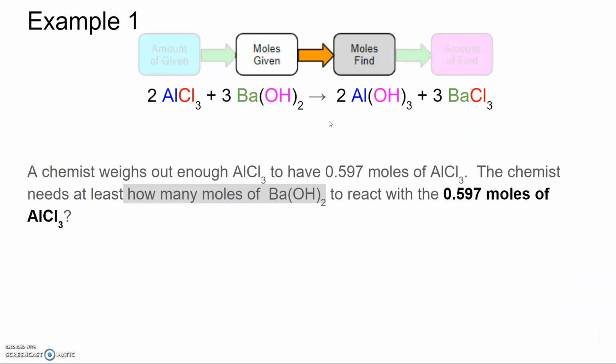Okay, let's dive right into an example. So in this example, it says a chemist weighs out enough aluminum chloride to have 0.597 moles of aluminum chloride. The chemist needs at least how many moles of barium hydroxide to react with 0.597 moles of aluminum chloride?